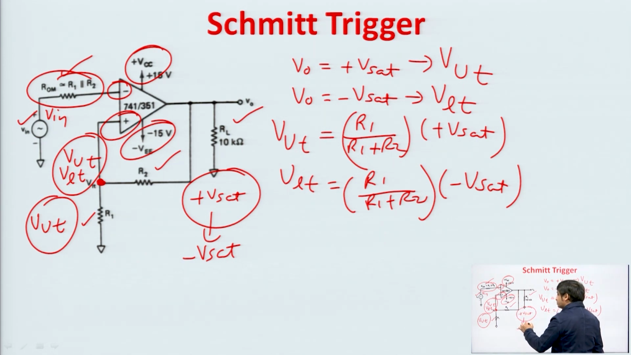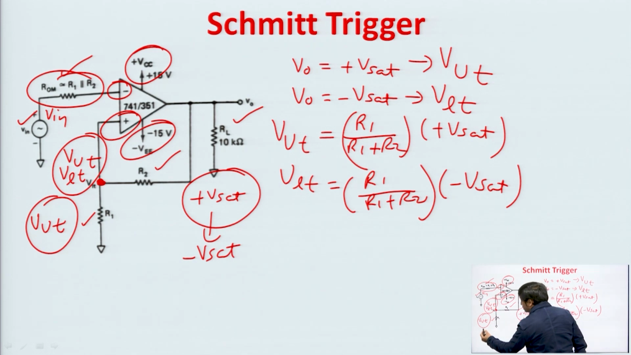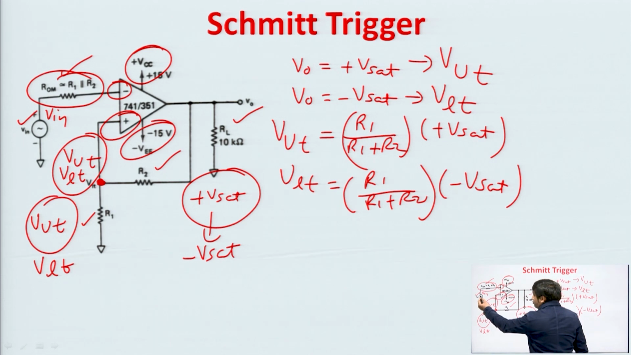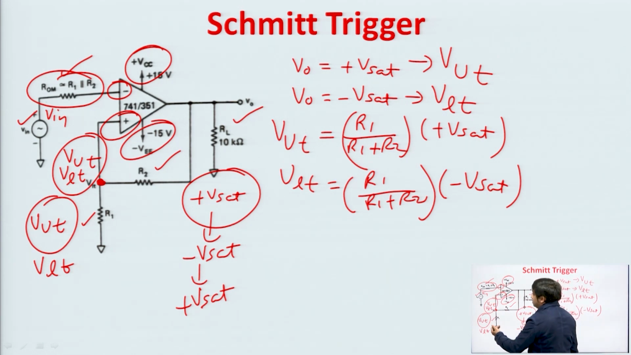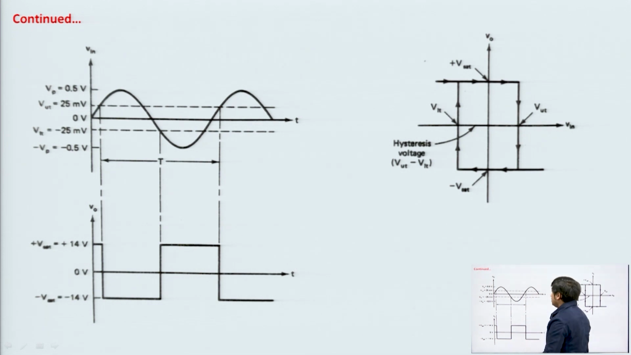Whenever the output comes to minus Vsat, the voltage at the non inverting terminal becomes VLT. So, again when your Vin is more negative than VLT, the output will come back to plus Vsat. It means that the output goes from plus Vsat to minus Vsat and back to plus Vsat, depending upon the input voltage, which is compared with VUT and VLT, and accordingly the output is switching. We can understand it with the help of a waveform.